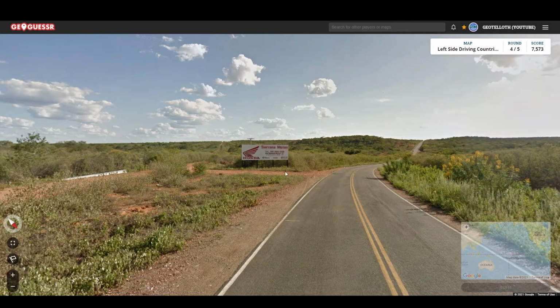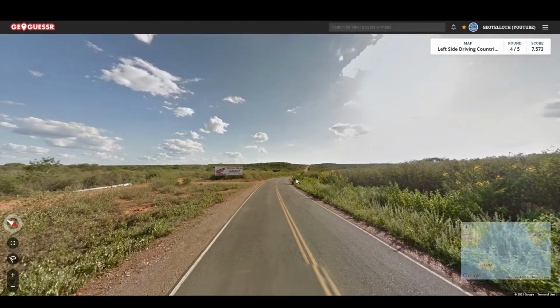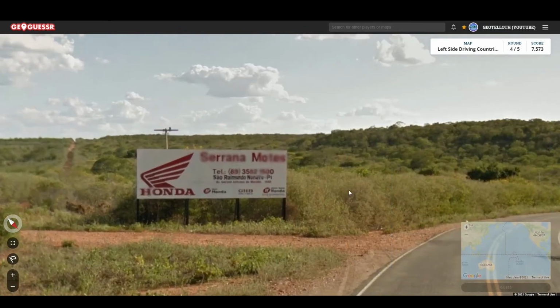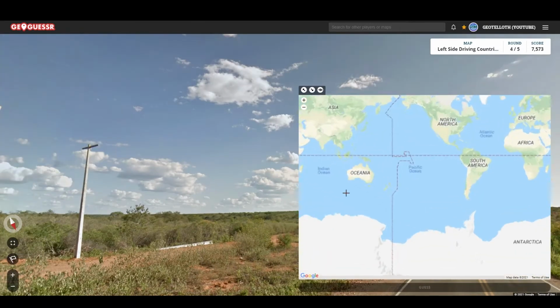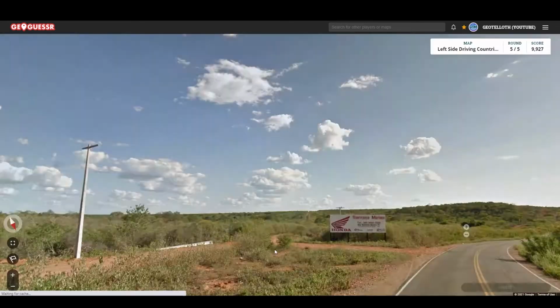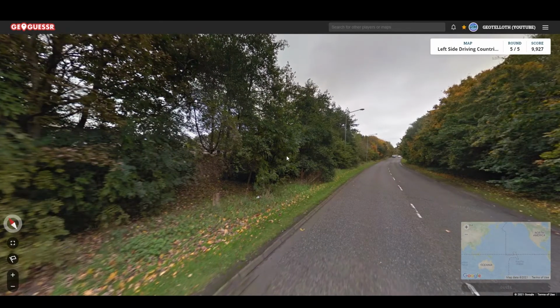Okay, like I said, sometimes Brazil comes up, and Brazil is not a left-hand side driving country. So this is not a left-hand side driving country, but this is Brazil. And I've seen it come up in this map before, so I'm just going to go in Brazil. But yeah, discount that one.